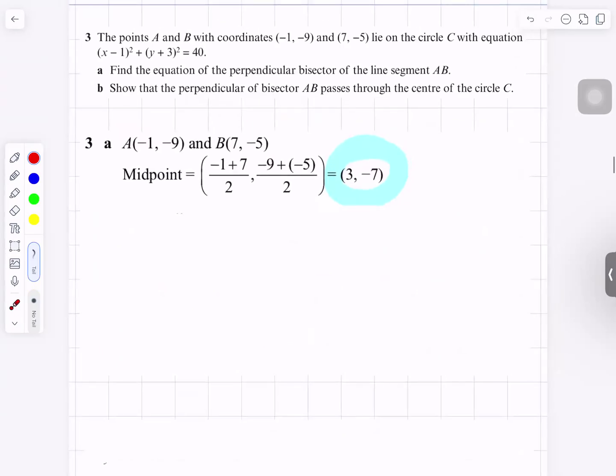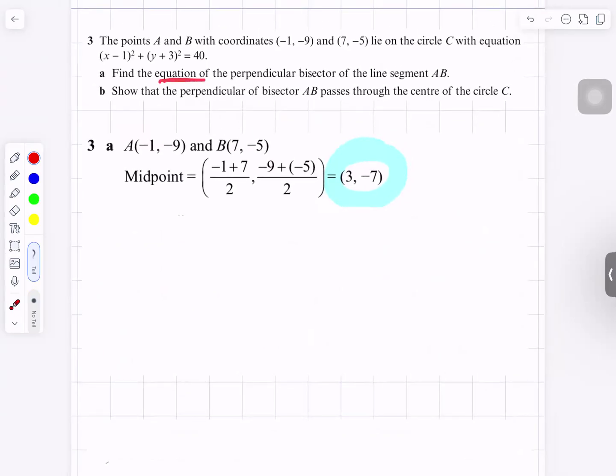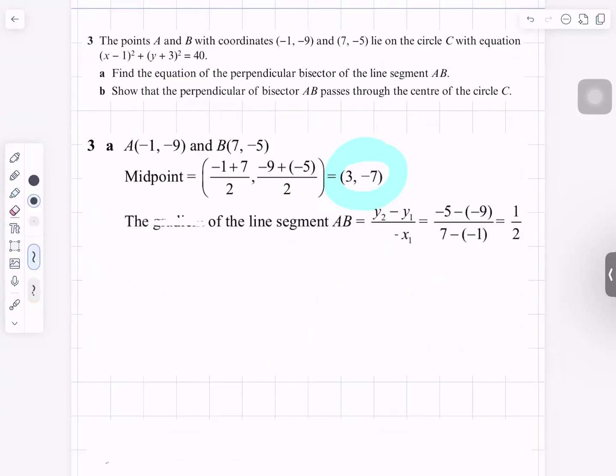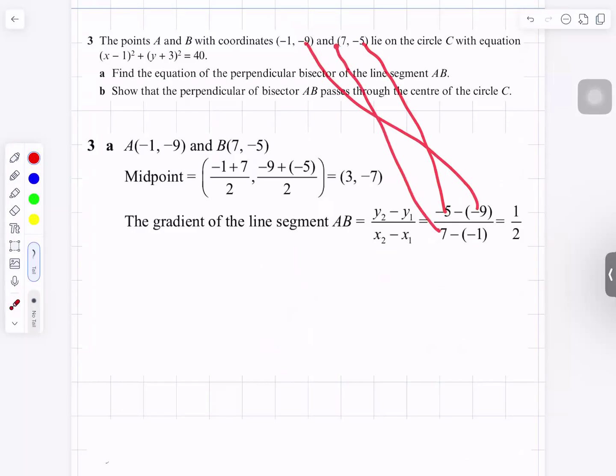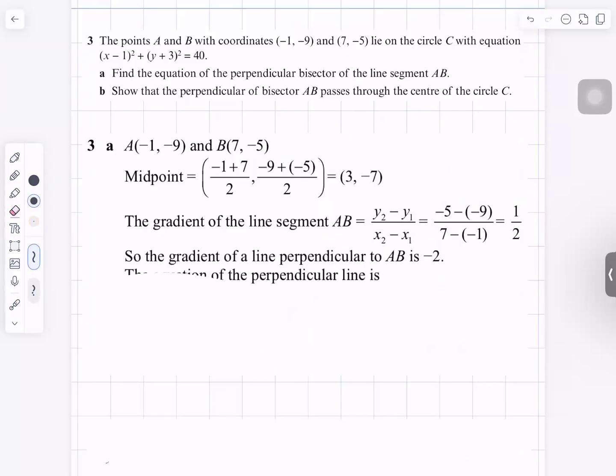Fine, so now that you know the midpoint, we want to find the equation of the perpendicular bisector. So we find the gradient. You use that gradient formula, substitute y2 minus y1 over x2 minus x1. That gives us the gradient of a half. So we know the gradient, and we know a point it passes through. So the gradient of the perpendicular to AB is minus 2.